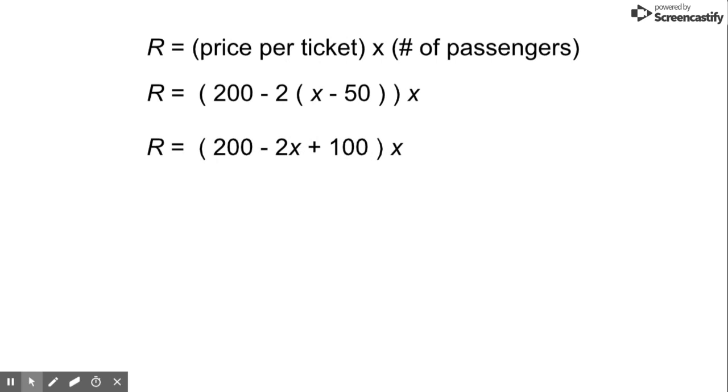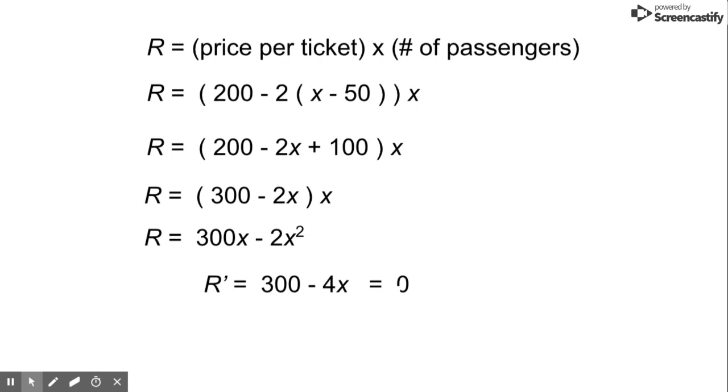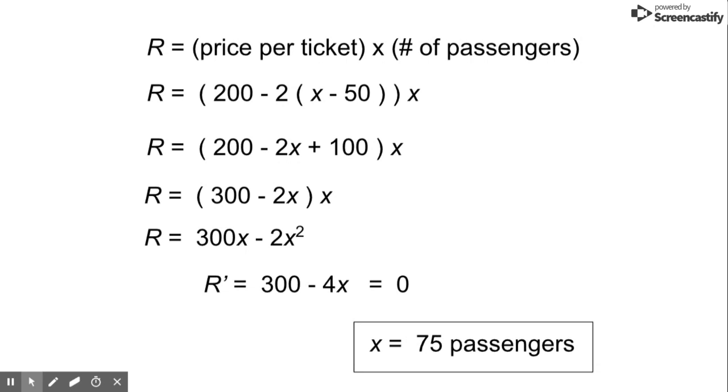Distribute out that -2, and then I can distribute out the X, or I can combine some terms on the inside there and then distribute out the X. So we got a relatively easy one. Take a derivative of that. We're going to have 300 minus 4X, and we're setting that equal to 0. And that would give us, when we solve that, 75 passengers would be our ideal amount of people to have on our plane here.